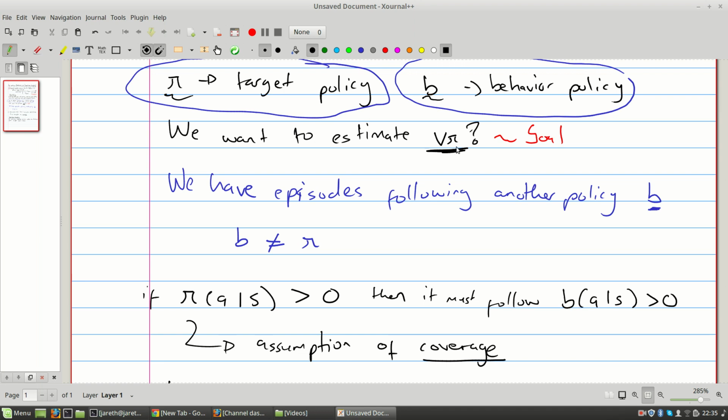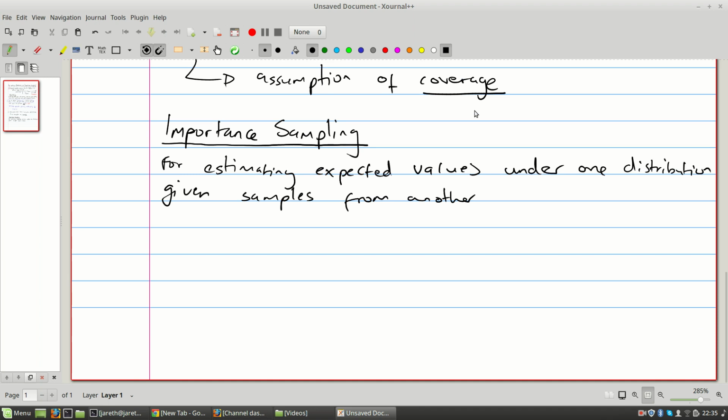But since we have episodes that are following a different policy than pi, which is B, we utilize this technique called importance sampling, which allows us to estimate expected values under one distribution given samples from a different distribution, right? So that's the idea here. We apply this importance sampling to off-policy learning by weighing the returns that we get from the trajectories under the target policy and the behavior policy. So let me make that clearer on the next page.